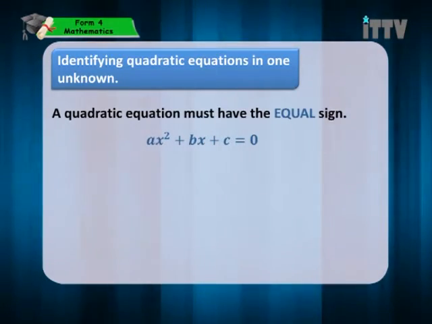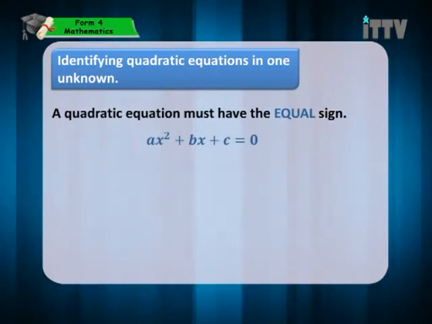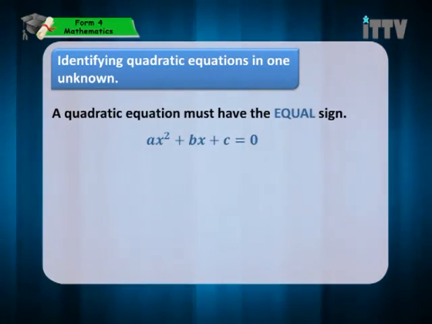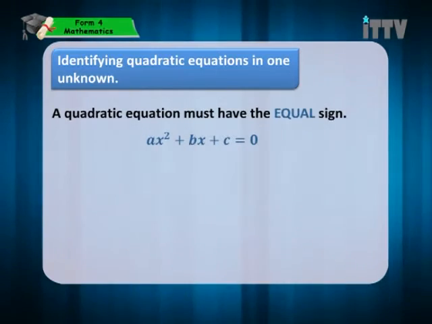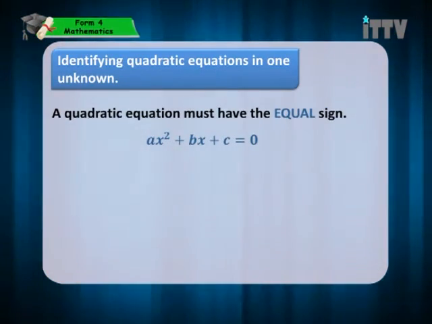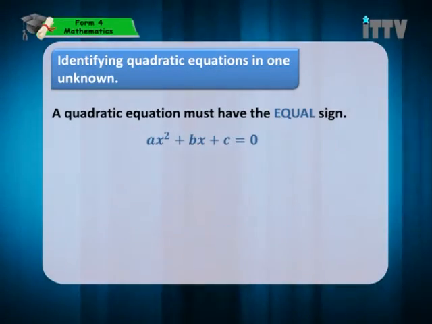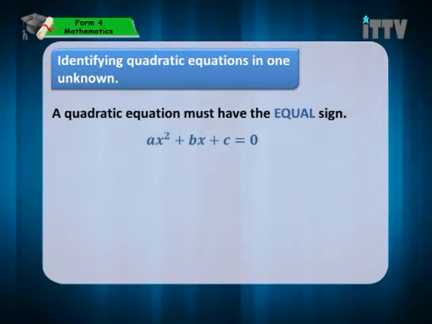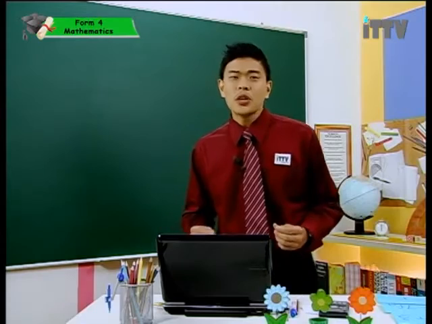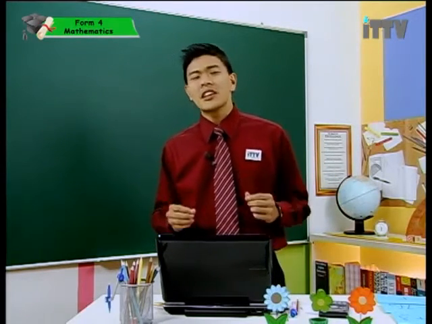And how do we further identify quadratic equations in one unknown? Very importantly, a quadratic equation must have the equal sign. The expression ax squared plus bx plus c equals to 0 is a quadratic equation. So basically, the difference between a quadratic expression and a quadratic equation is you are just going to add the equal sign to the quadratic expression that we have learned on previously. The same characteristic still applies. There must be only one unknown, and most times it is represented with x.